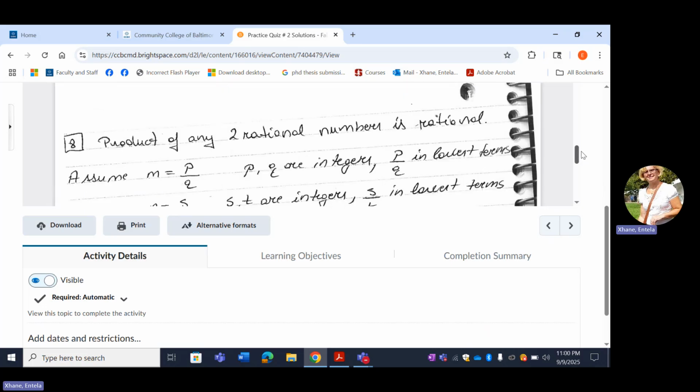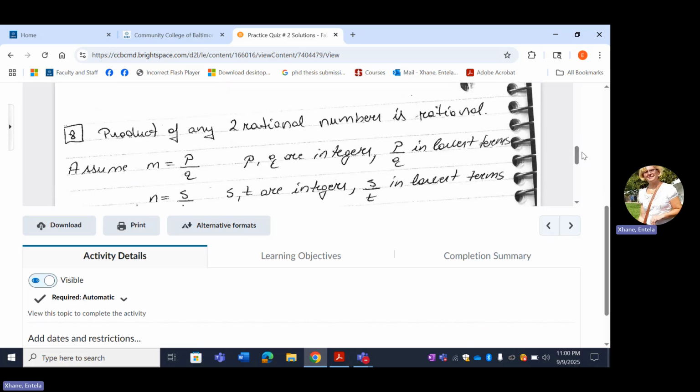And now let's get to number 8, which is the last one. We defined the rational numbers today as the ratios of the form P over Q, where P and Q are both integers, and then the ratio P over Q must be in the lowest terms. So now what we are proving is: prove that the product of any 2 rational numbers is rational.